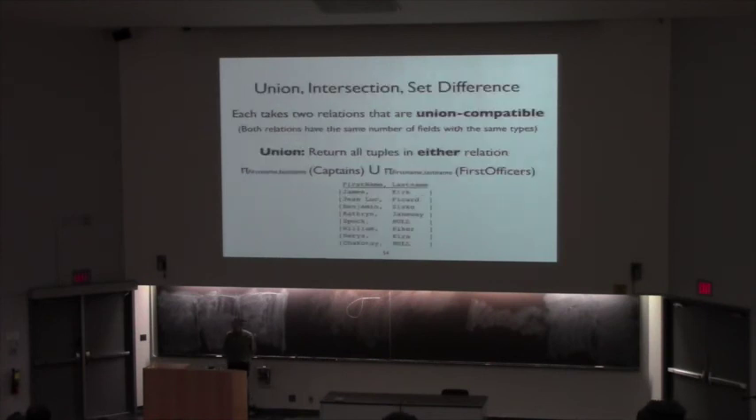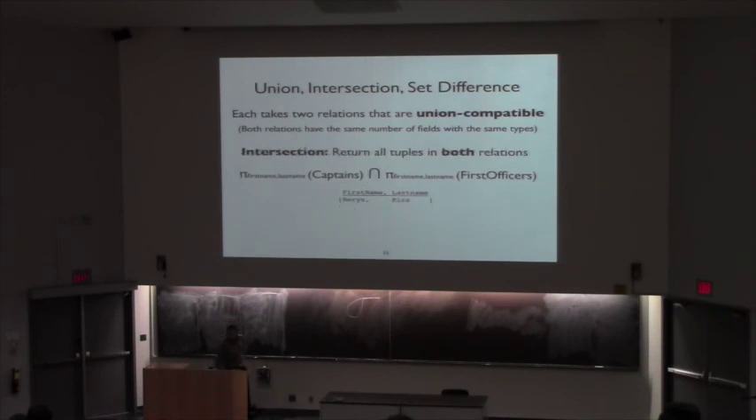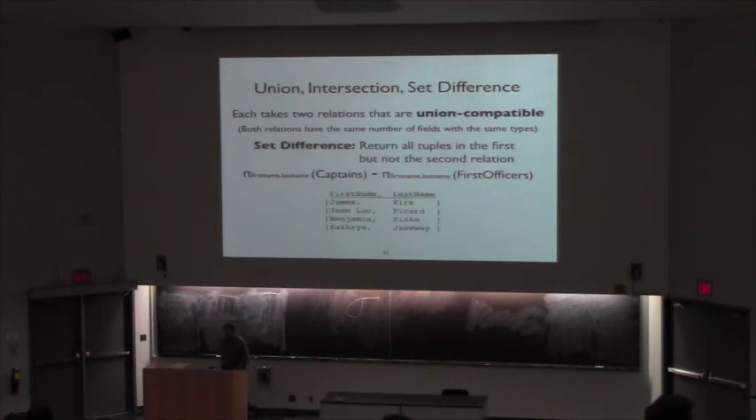Great. All right, union works pretty much like you'd expect it to. Combines two different relations together. And intersection works exactly like you'd expect it to. It returns entities that appear in both relations. Set difference, likewise. It returns everything that appears in one relation, but not in the other. Once again, just like in SQL, all the relations that these are applied to have to be union compatible. They have to have the same schema. Any questions on these?